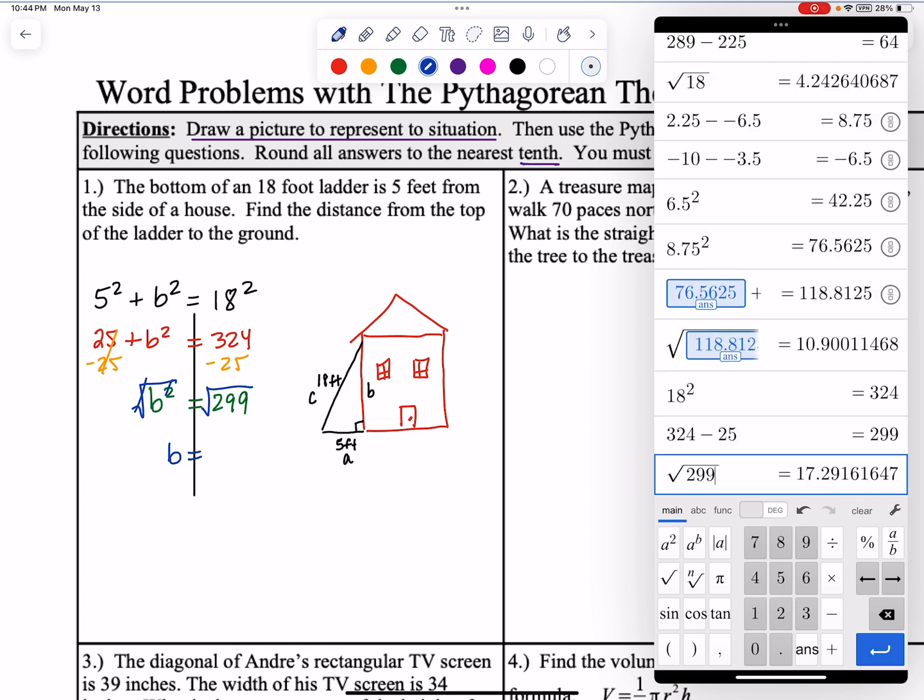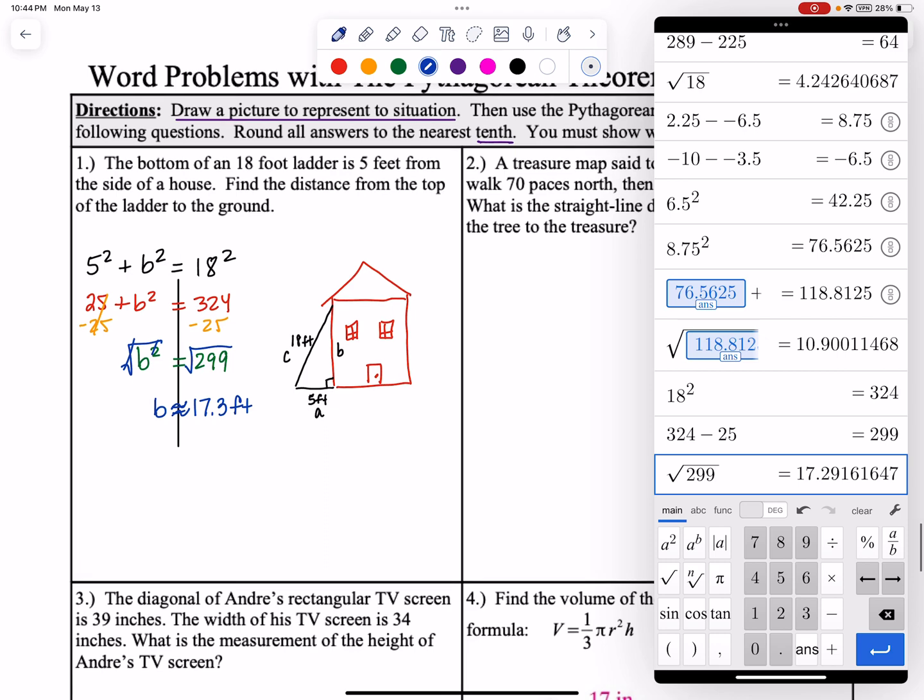Definitely an irrational number. We can see it doesn't stop and doesn't repeat, but we're rounding to the nearest tenth anyway. So 17.3 because of that 9, okay? And it is in feet, okay? So B is approximately 17.3 feet, and there we go.